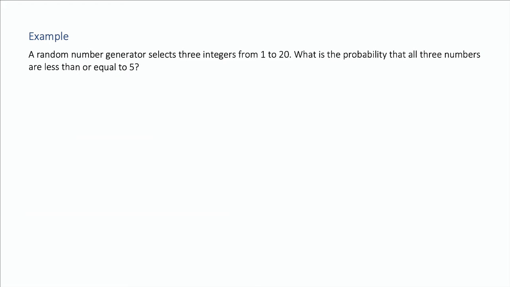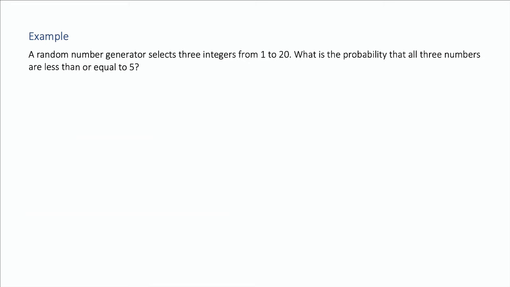A random number generator selects three integers from 1 to 20. What is the probability that all three numbers are less than or equal to 5? So I have three events here. One event is the first number being less than or equal to 5. The second event is the second number is less than or equal to 5. And the third event is that the third number is less than or equal to 5.